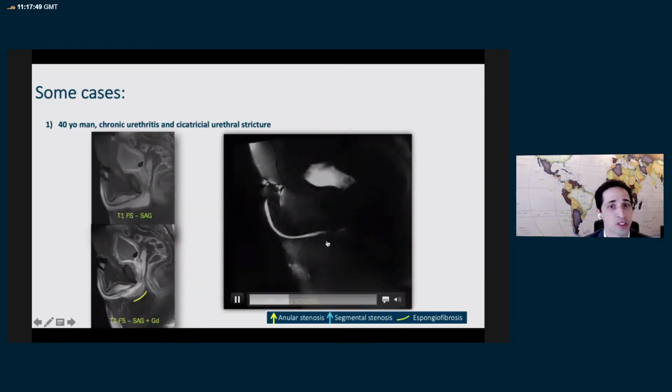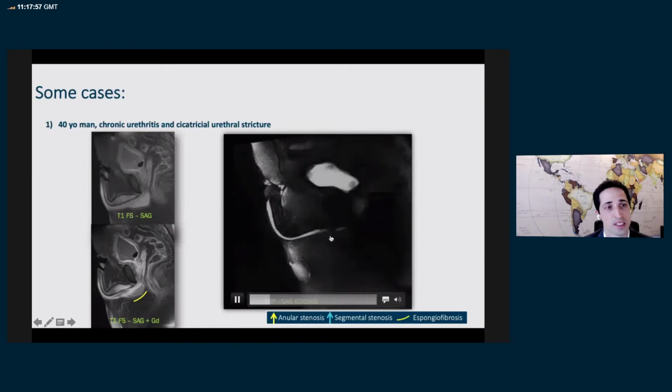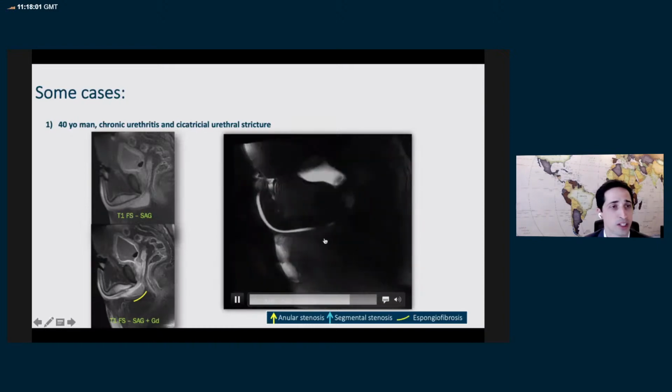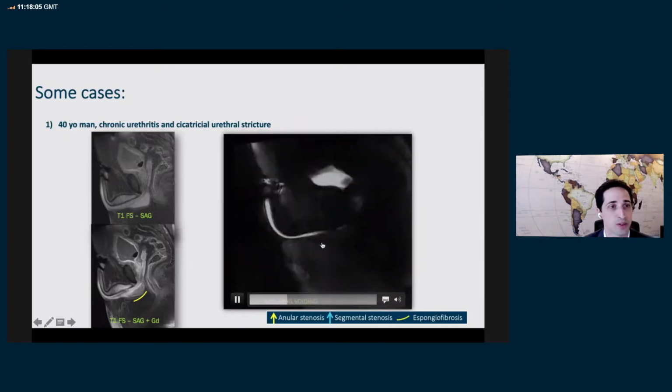We confirm the stricture at this urethral segment. No filling defect at any time during this voiding sequence, and it's important. It's not a static image, it's a dynamic one. So the stricture is always present during all image sets.